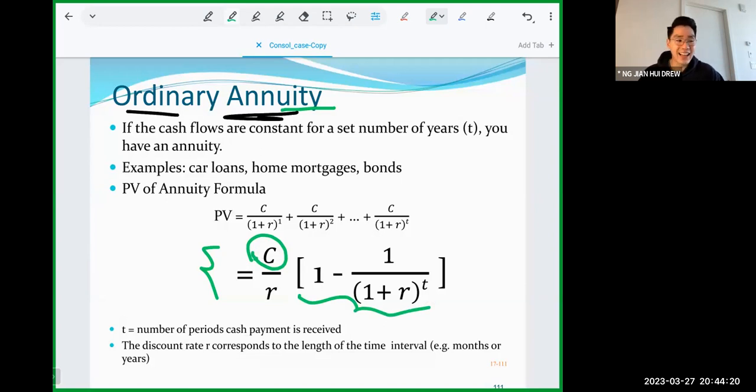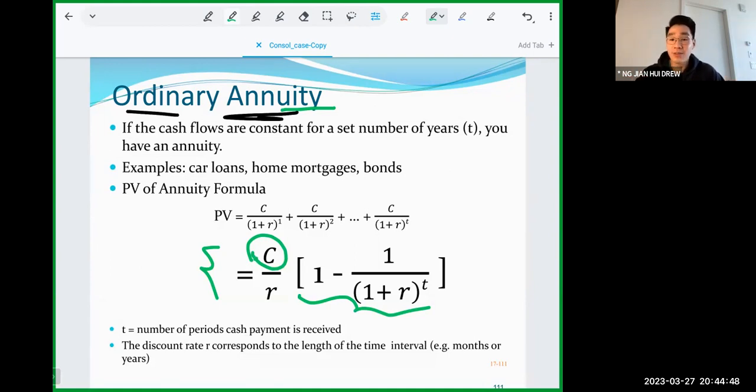The good thing, the lucky thing is that we can do this on Excel. So we don't really need to memorize this formula, but you should recognize this formula. Why? Because we will later have this growing annuity. So like perpetuity, we have a growing factor as well. And the growing annuity, we cannot use Excel. But the ordinary annuity, we can use Excel. All right? So that's the difference.